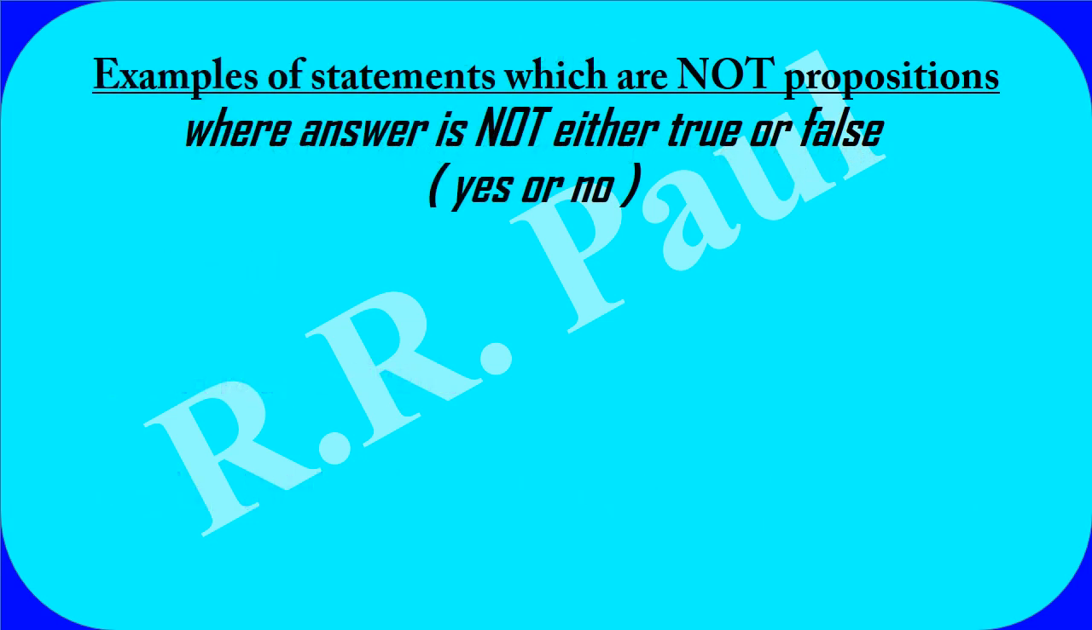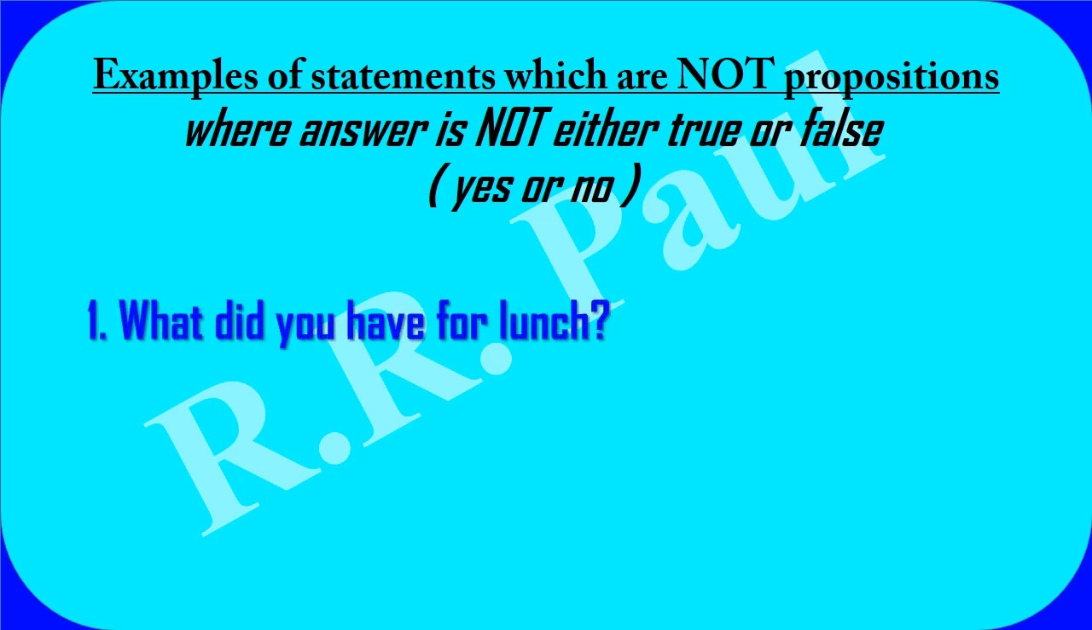Let us check out a few examples of statements which do not have the answer as either true or false, yes or no. What did you have for lunch? Obviously, the answer cannot be either yes or no. And same is the case with the second example. What is your name? What will you say? Yes or no? So, the answer can be anything else other than yes or no in case of these sentences. So, these two are not an example of propositions.